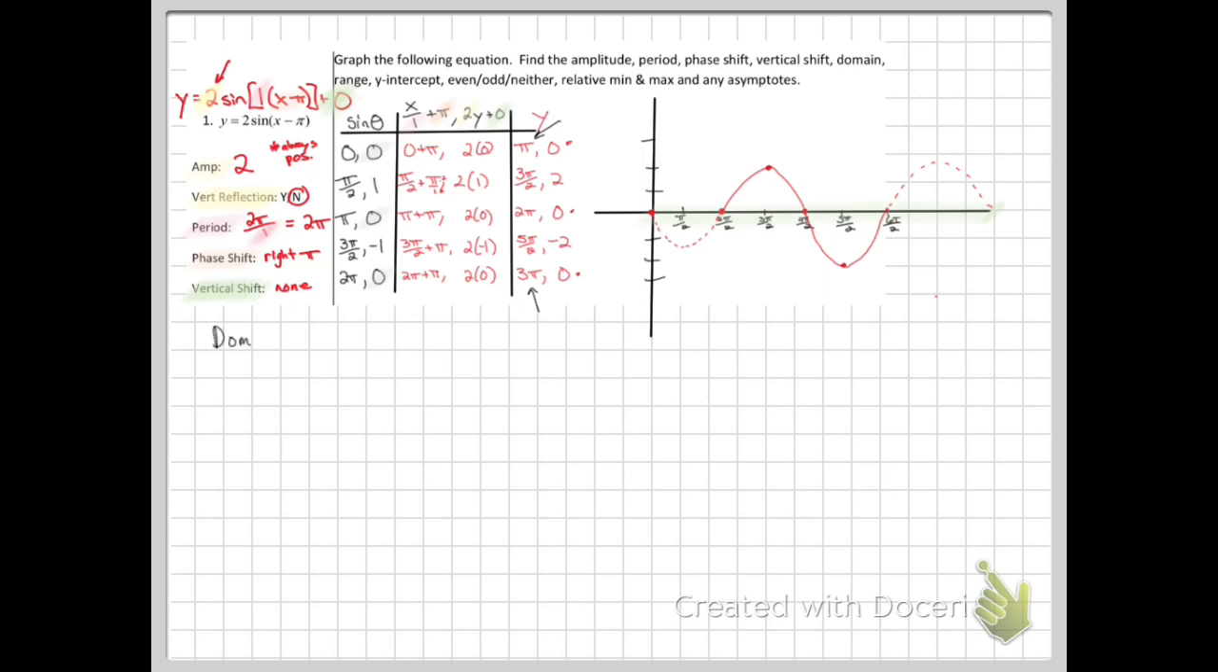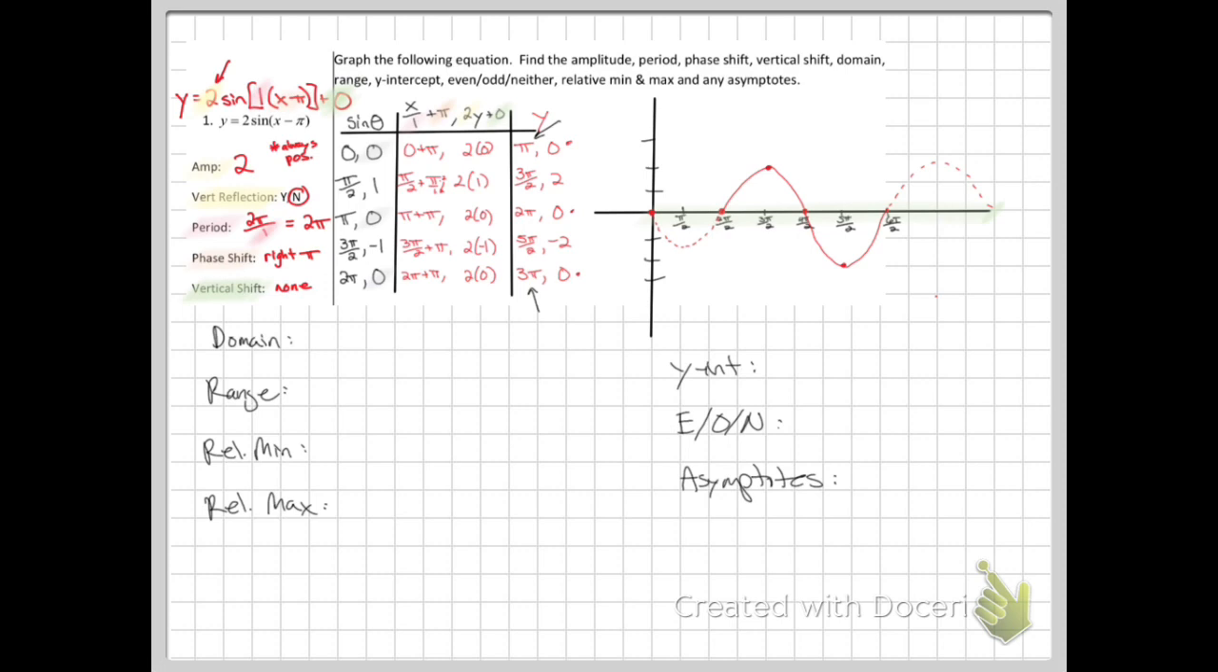So we've got domain and range. We've got relative min and relative max. We're going to want the y-intercept. Is it even, odd, or neither? And are there any asymptotes?